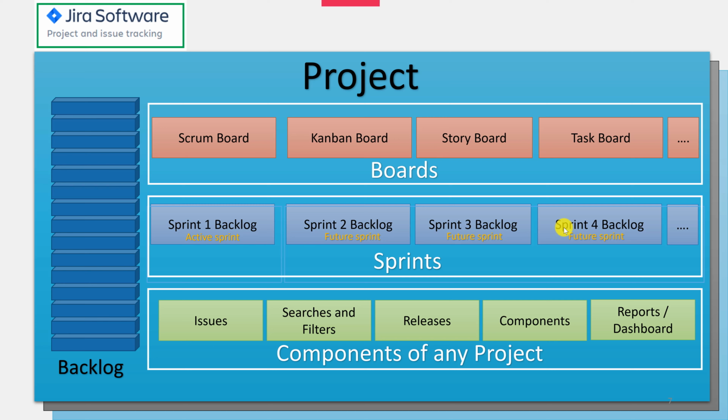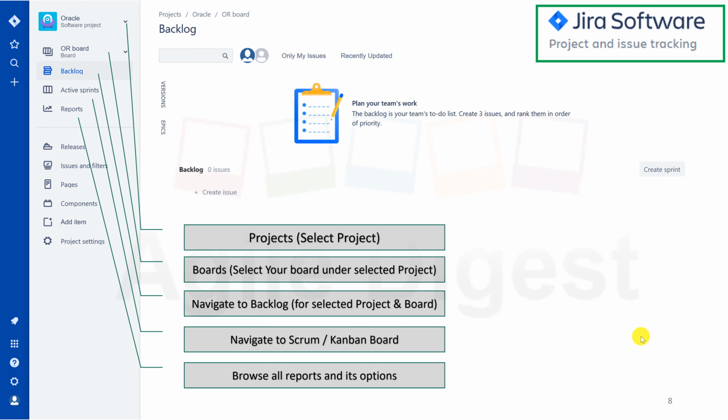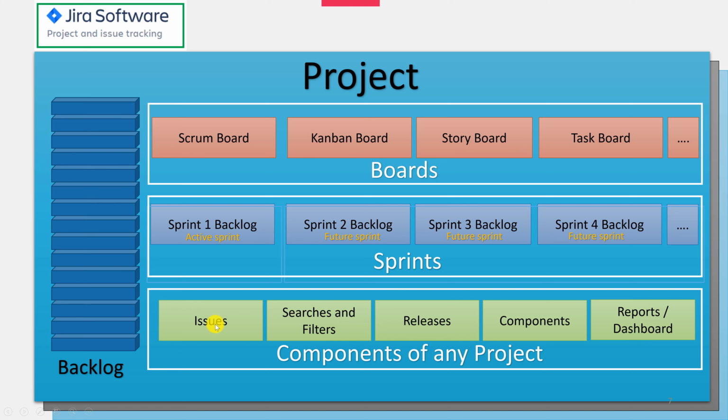Similarly, on the project side, we have different components of any project. Components can be issues, search and filters, releases, then there is something specifically called components. We will quickly look into that in our Jira, and then reports or dashboards that we can have. Now, before we go into Jira, let us try to understand these sections. We have issues, searches, releases, components and dashboard.